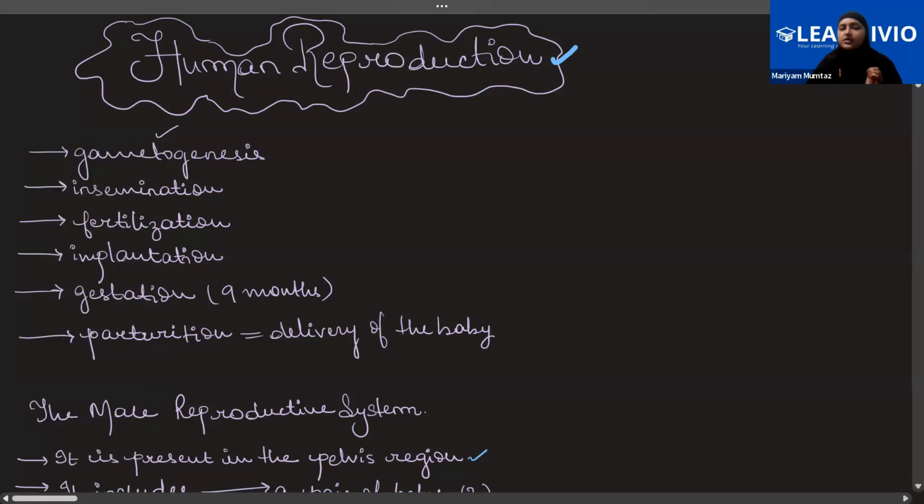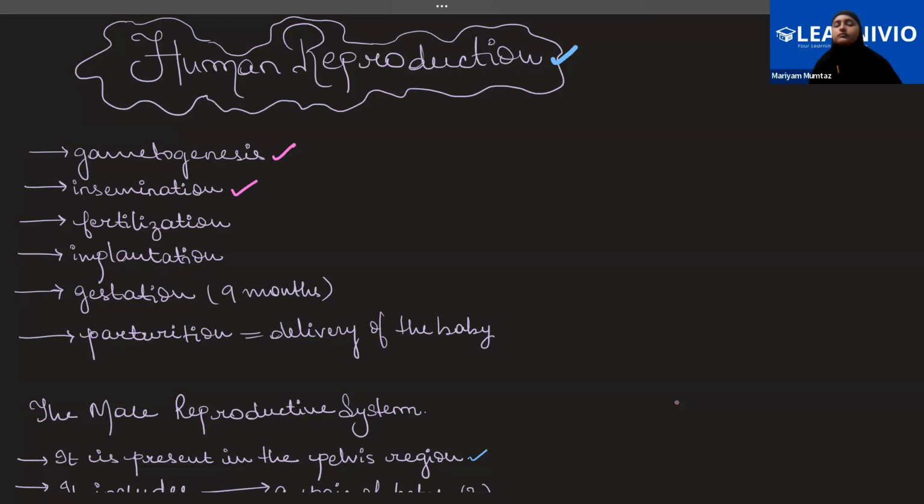Now, the whole entire process of reproduction has certain stages which it has to go through. The first is gametogenesis, meaning the formation of gametes. Then there is insemination, and insemination is more particularly the transferring of the male gametes to the female's reproductive tract. Then there is fertilization, the fusion of the male and female gametes. After the fertilization, the zygote will be formed. Now this zygote has to get implanted. So that becomes the implantation.